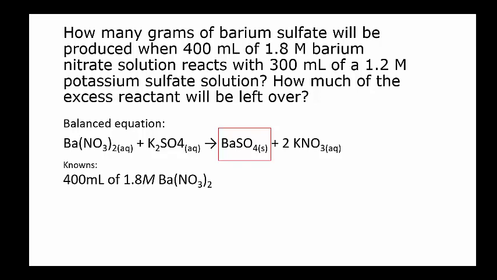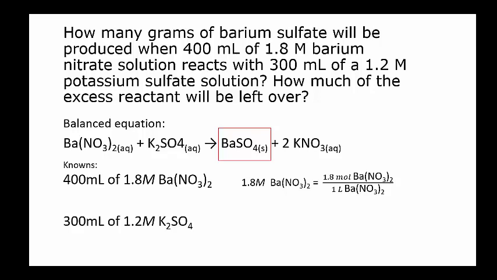And let's take a second again to remember, 1.8 molar, that big M next to the 1.8, is a unit that means molarity. And molarity is a conversion factor. 1.8 molar means 1.8 moles over 1 liter. We also have 300 milliliters of 1.2 molar K2SO4, potassium sulfate. So once again, we can use this as a conversion factor. 1.2 molar potassium sulfate means I have 1.2 moles of potassium sulfate for every 1 liter of potassium sulfate. Okay, so now let's take a look at how the problem is going to be set up.